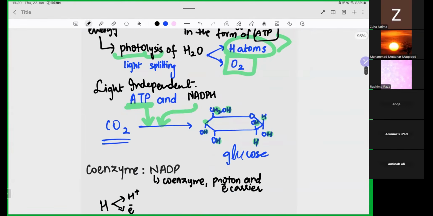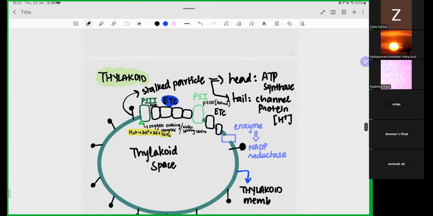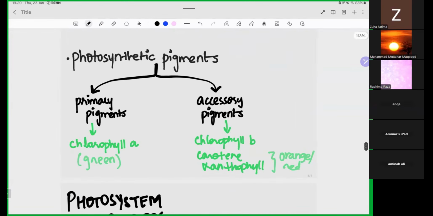We talked about a general summary of photosynthesis, and we would come back to the general summary in just a bit. Then we said that we have thylakoid. Thylakoid are like small, minute, coin-like structures. And upon the thylakoid membrane, we have photosystems, we have electron transport chains, we have the stalked particles. Then we talked about the photosynthetic pigments. We said there are different types of photosynthetic pigments, primary pigments and accessory pigments. Chlorophyll A is your primary pigment, whereas we have chlorophyll B, carotene, and xanthophyll as our accessory pigments.